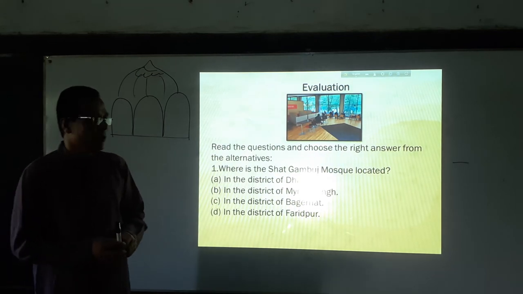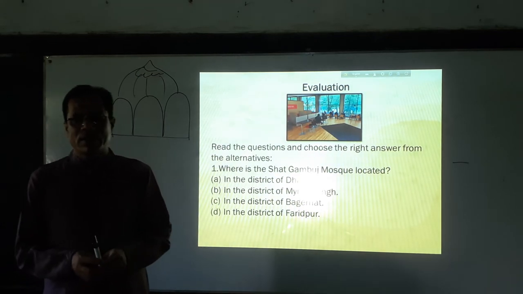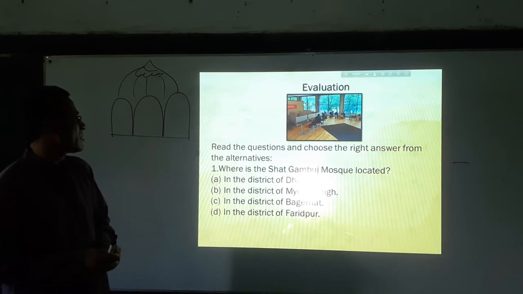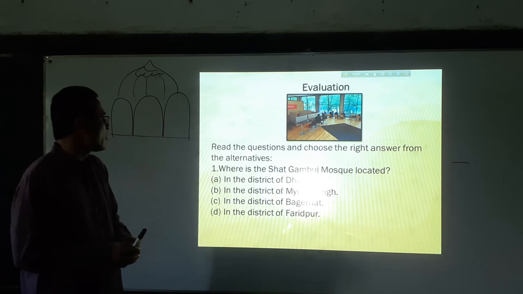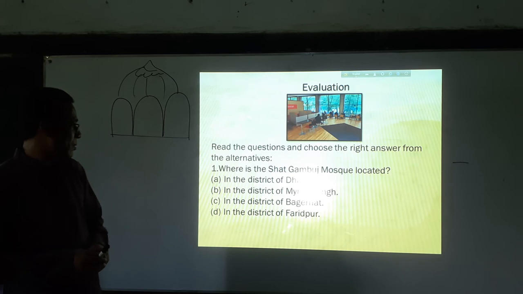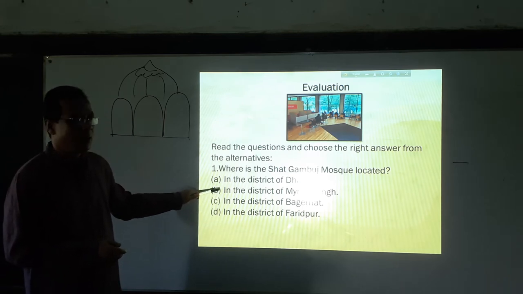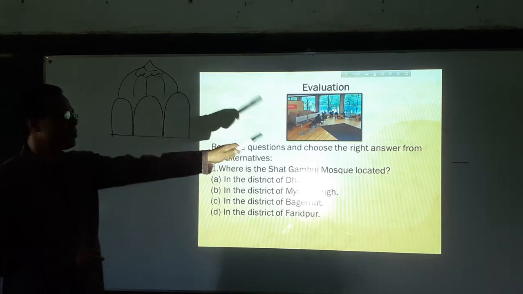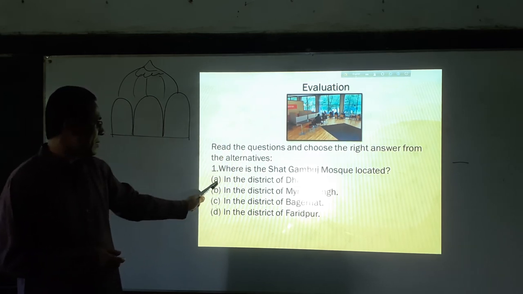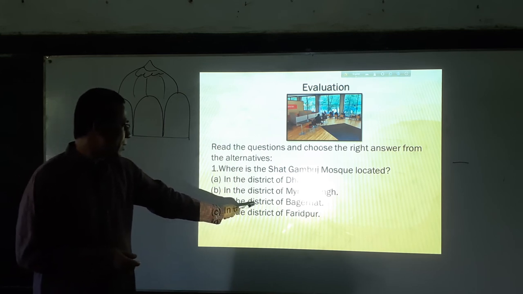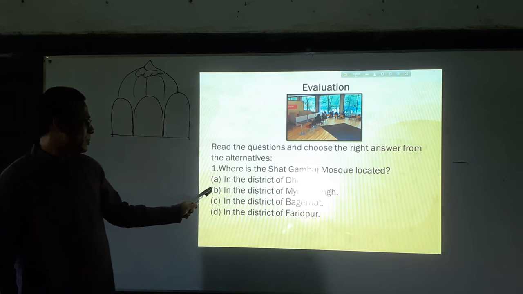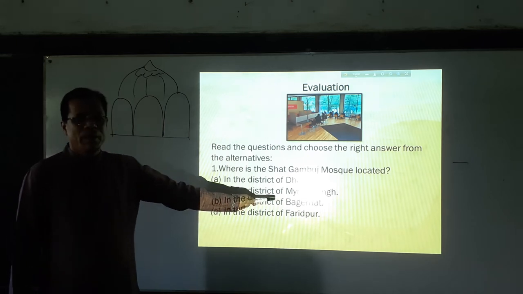Okay. Evaluation. What we have learned from these topics, if it is right or wrong, you have to choose. Read the question and choose the right answer from the alternatives. Where is the Shahid Gumbuz Mosque located? Four answers are given. Which one is correct? In the district of Dhaka, in the district of Mymensingh, in the district of Bagerhat, in the district of Faridpur. In the district of Bagerhat. Next.